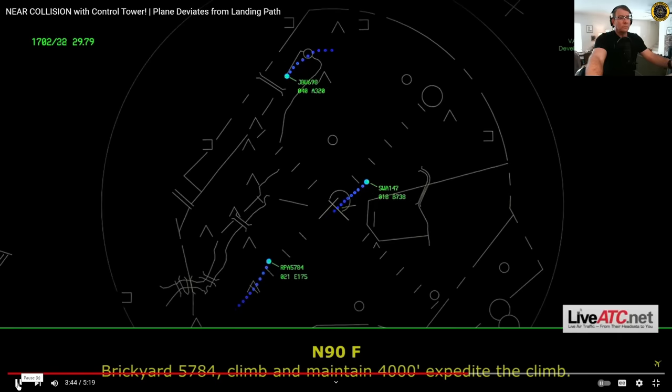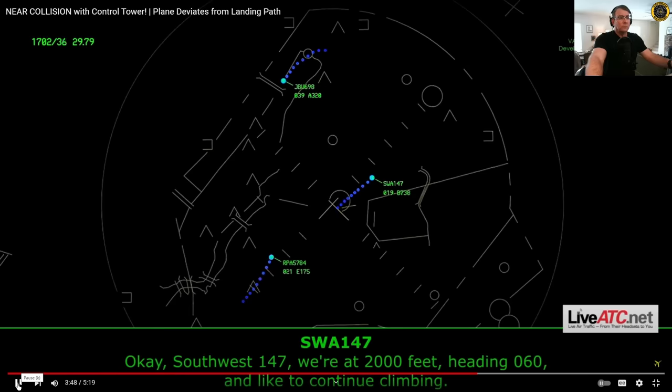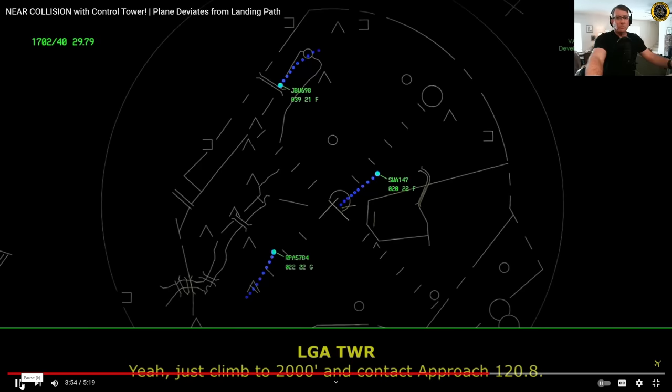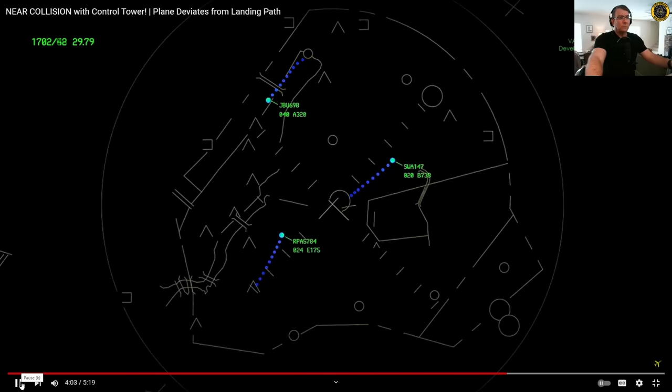Brickyard 5784, climb maintain 4,000, expedite the climb. We're climbing, Brickyard 5784. Okay, Southwest 147, we're at 2,000 feet, heading 060. I'd like to continue climbing. Yeah, just climbing to 2,000 and contact approach 120.8. 120.8, Southwest 147. And what were the reasons for the two go arounds?